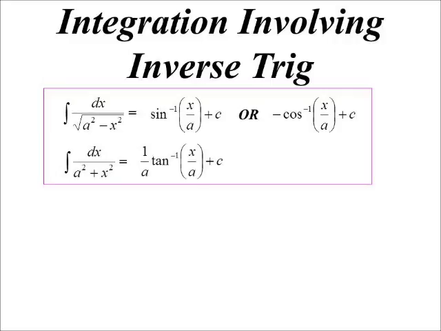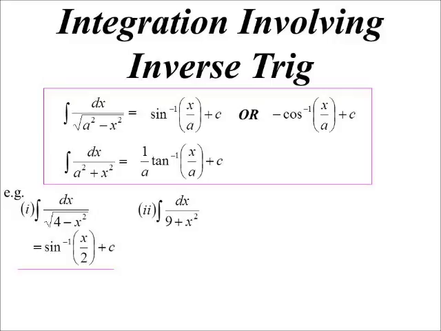And so the other standard integral then is just the a squared plus x squared one, which is inverse tan. But again, we've got to be careful with that one, with the 1 on a out the front. Let's have a look at this one. So it's in the form square root of a squared minus x squared. So we know it's inverse sine or inverse cos, depending on which we want. The a is 2, so it's just inverse sine of x on 2. Again, there's a squared plus x squared, but with inverse tan, we've got to remember to go 1 on 3, inverse tan x on 3.